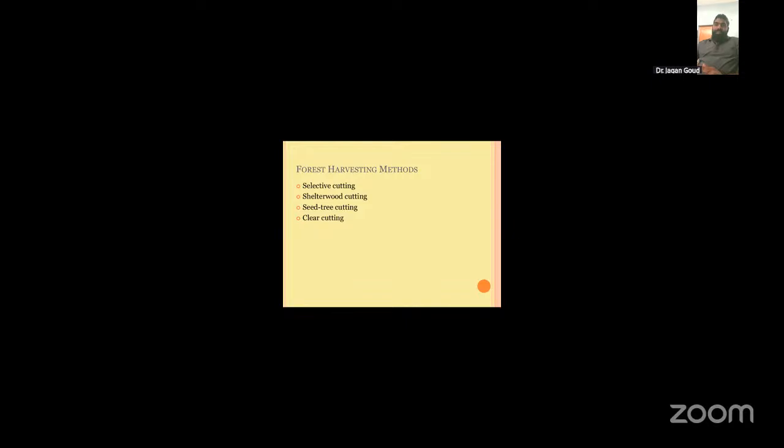Okay, and the second one is shelterwood cutting. It means shelterwood cutting removes mature trees in a series of stages, allowing regeneration under the partial shade of remaining trees. Okay, stages of the shelterwood system are preparatory cut, which means enhanced seed production, and seed cut.